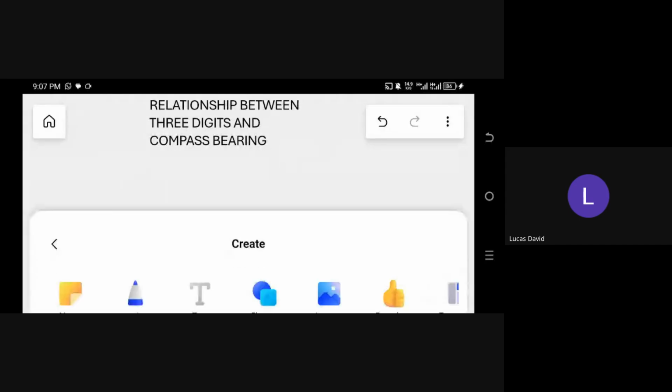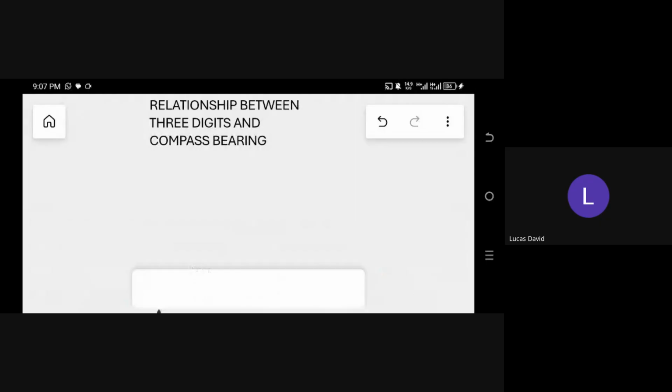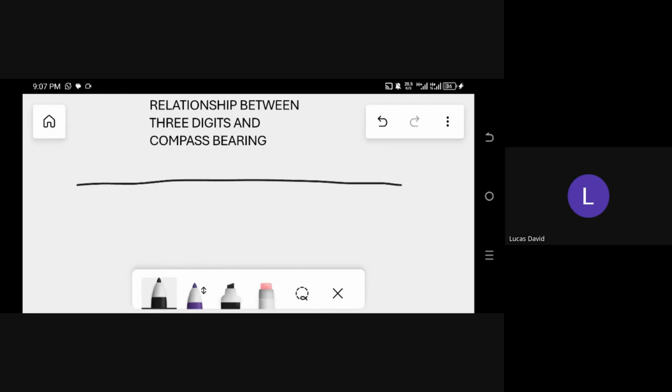Now, let's draw a table. Maybe that will help. Let's call this column compass and let's call this one three digits.